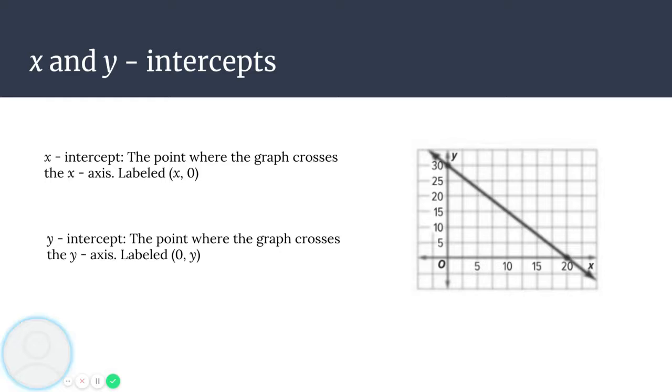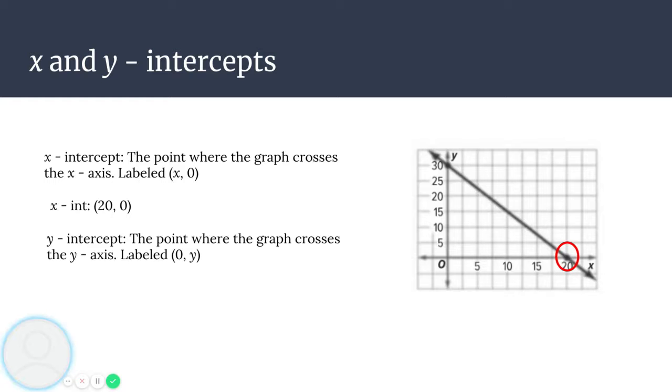The next thing that we'd like to take a look at is finding x and y intercepts. In order to find them, we need to know what they are. By definition, the x-intercept is the point where a graph crosses the x-axis, and it's labeled as an ordered pair as x, whatever that number is, comma, 0. Finding the x-intercept, if I go over to the graph here, I see that it hits the x-axis at 20, so the x-intercept is going to be the number 20. If I label it as an ordered pair, it would be 20, comma, 0.